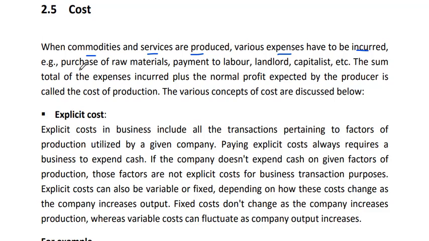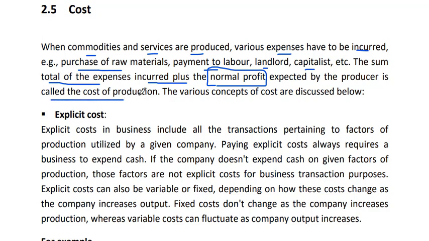So what are the expenses? Purchase of raw material, labor's payment, landlord rent, and capital that you require. The sum total of the expenses incurred plus the normal profit. We expect some profit. If we work for a whole month or an 8 hour job, we expect some profit, and then we will produce something. So this total is called the cost of production.